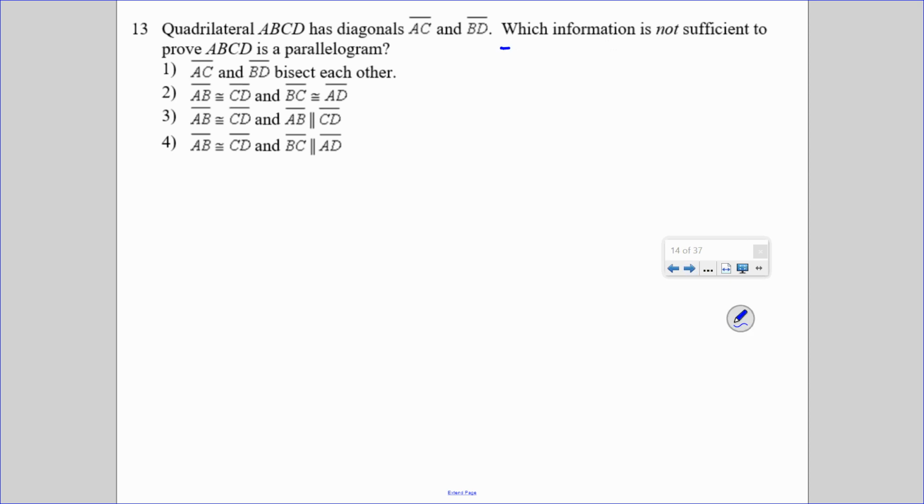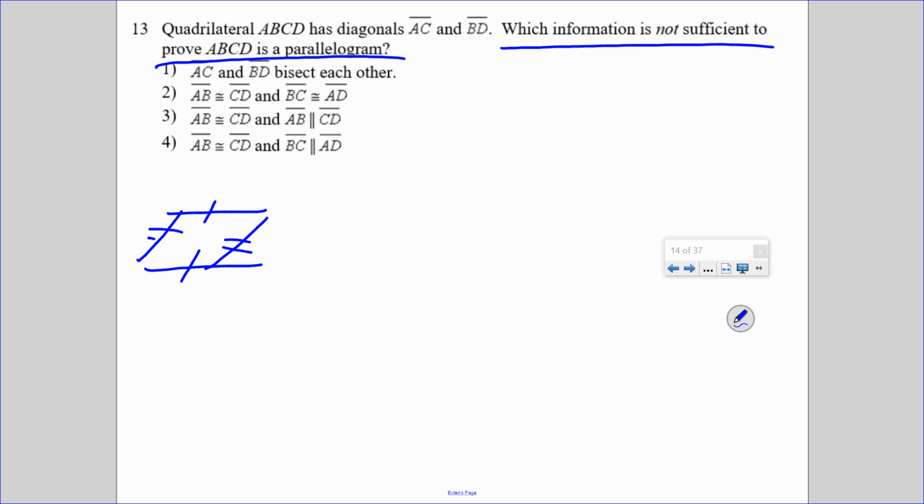Which information is not sufficient to prove that ABCD is a parallelogram? There's 5 ways to prove a parallelogram. There's 5 pictures. Opposite sides congruent. Opposite sides parallel.